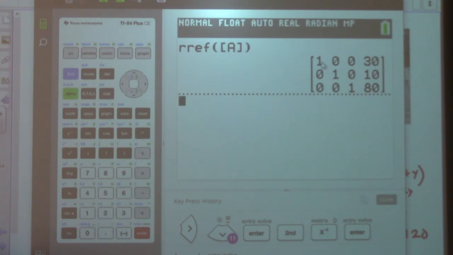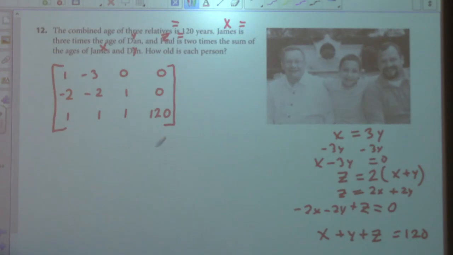And what this means is we have x is equal to 30, y is equal to 10, and z is equal to 80. That's pretty neat. Yeah, so we have 10, 30, 80, and we have this set up here like this.